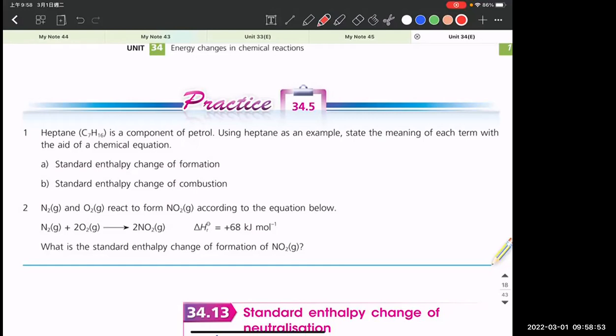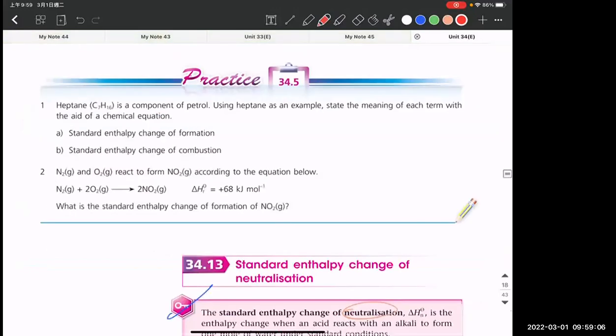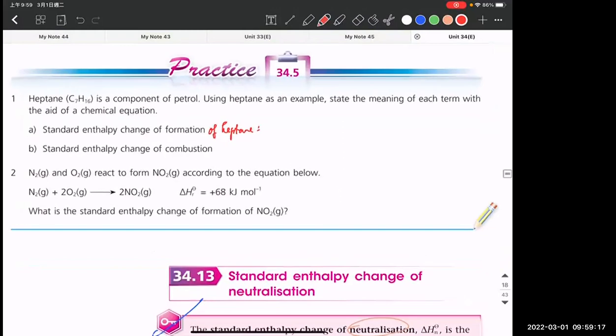All right, question 1A. Can I have Ho Hao-Yap? Could you please state the meaning of this term, standard enthalpy change of formation of heptane? So what is the meaning?